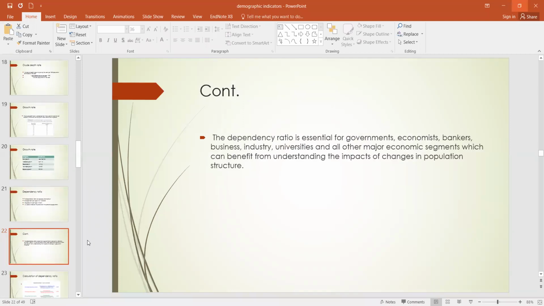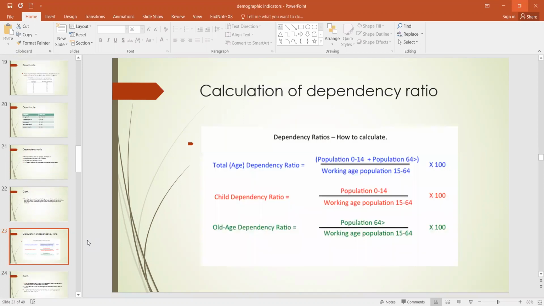The dependency ratio is essential for government, economists, bankers, businessmen, industries, universities, and all other major economic segments which can benefit from understanding the impact of change in population structure.